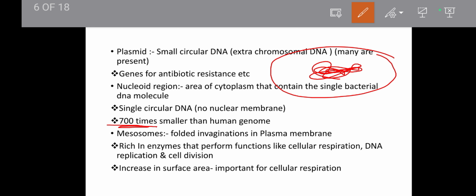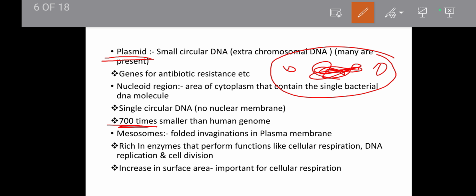In addition to the nuclear DNA, there is other DNA, or extrachromosomal DNA, called plasmid. So these plasmids are small circular DNA present in the cytoplasm. There are many plasmids present in the cytoplasm of a single bacterium. In plasmids, there are genes for antibiotic resistance, virulence, etc. There are different types of plasmids like col plasmids, fertility F plasmids, virulence plasmids, etc.